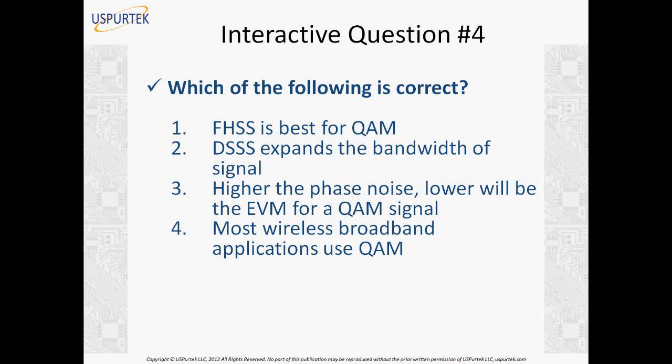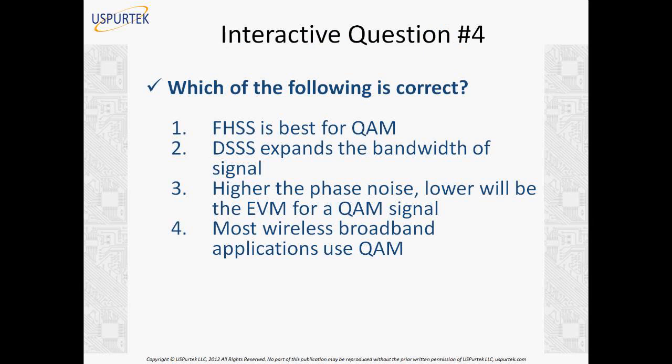So the first one is not correct. FHSS is not best for QAM. We have seen that because there is no phase coherence maintained, so QAM cannot use FHSS. DSSS expands the bandwidth of signal. Yes, that is true. By multiplying with the PN code, yes, we can do that.